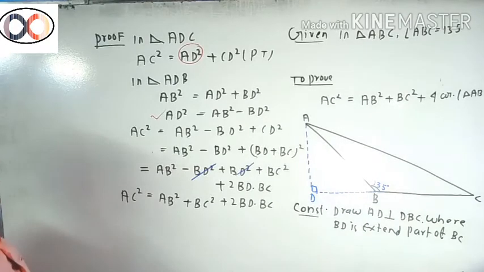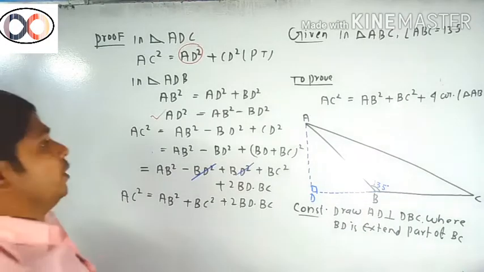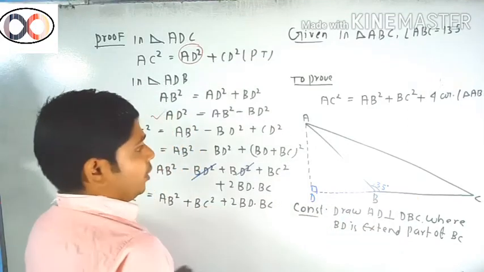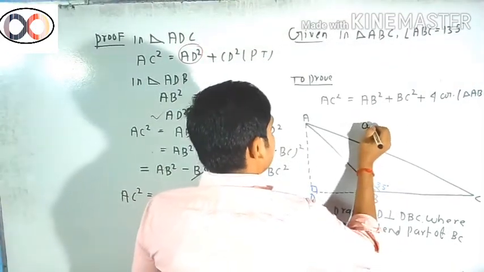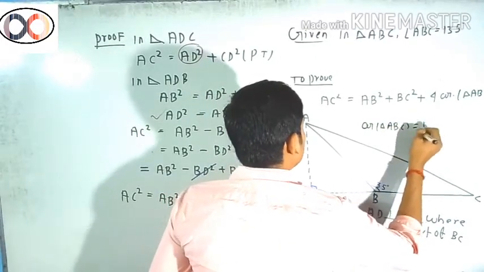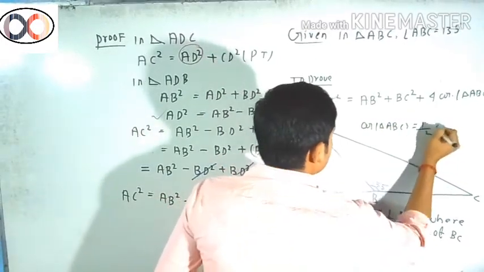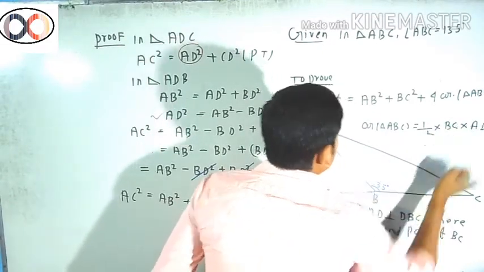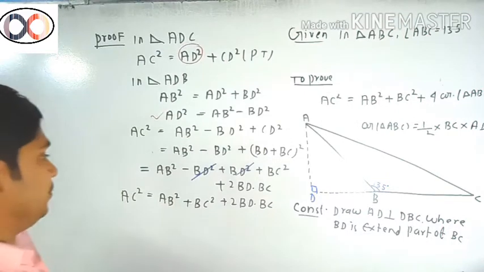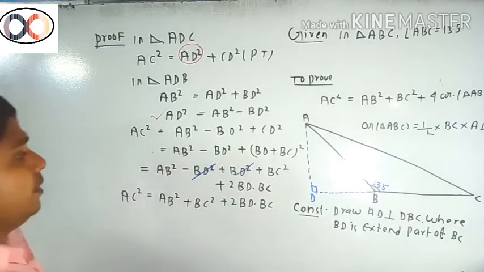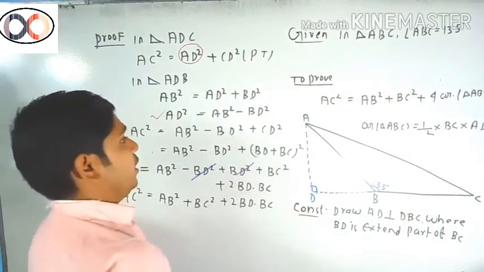So you can see 4 into area of triangle ABC. Area of triangle ABC we can write as 1 by 2 base into height. The base is BC and the height is AD. So we need BC into AD, yes, this is the perpendicular part.